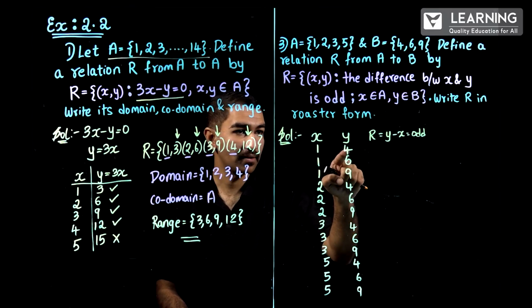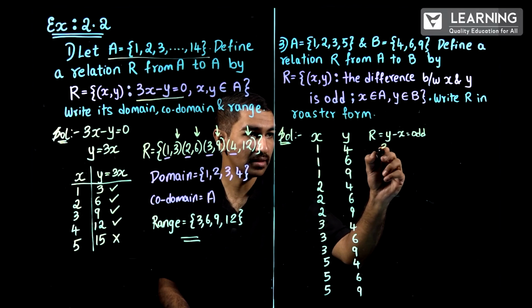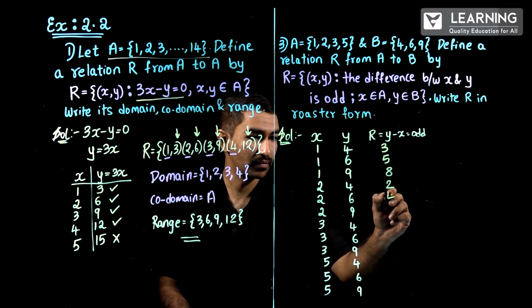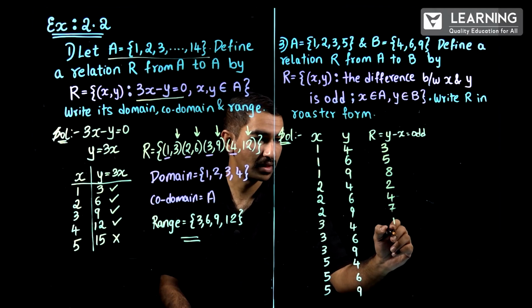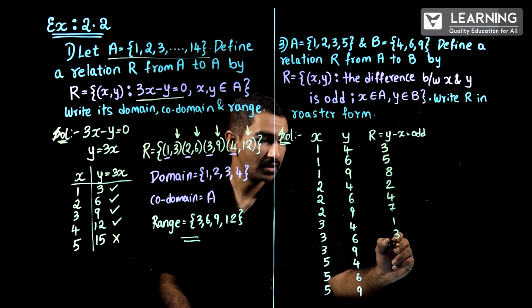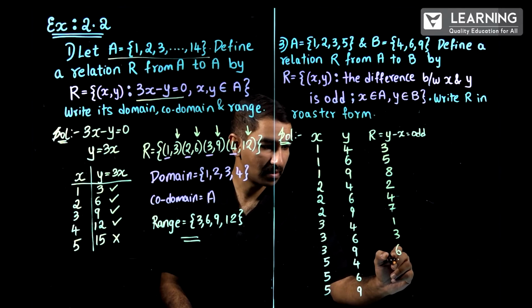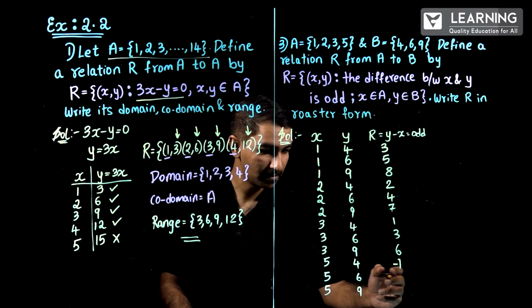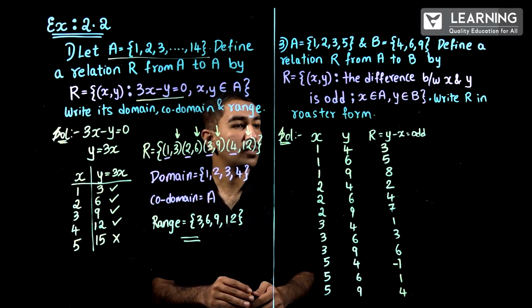So now see this. 4 minus 1, that is 3. 6 minus 1, 5. 9 minus 1, 8. 2, 4, 7. 1, 3, 6. Minus 1, correct? 4 minus 5 is minus 1, 1, 4. Now which and all we have to consider here, students?